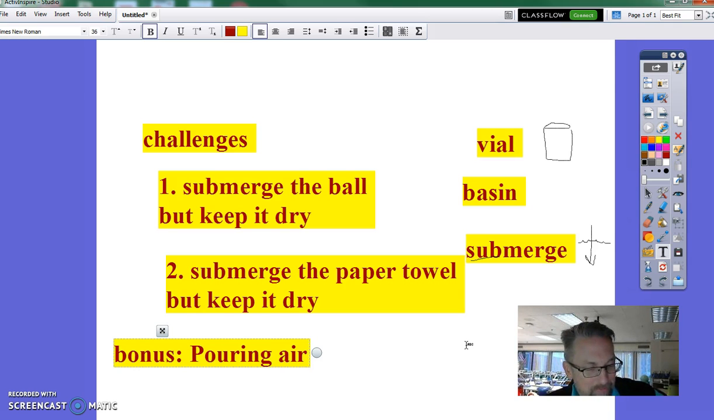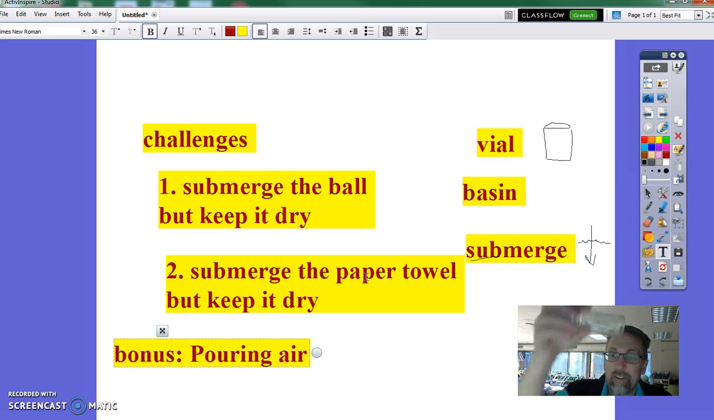Okay, teacher and class, did you do it? Did you get the challenge? Did you put the ball under and keep it dry? The paper towel under, keep it dry? Awesome. Here's what you found out how to do: the first thing you had to do is above the water, flip the bottle over. What's inside of here? Air, and air is matter. Matter takes up space. So when you put it underwater, the air is still in there.